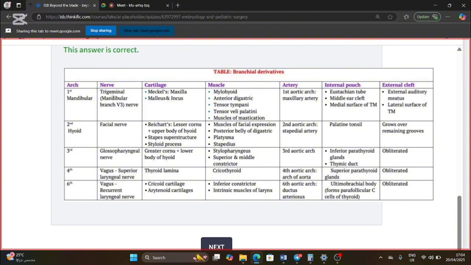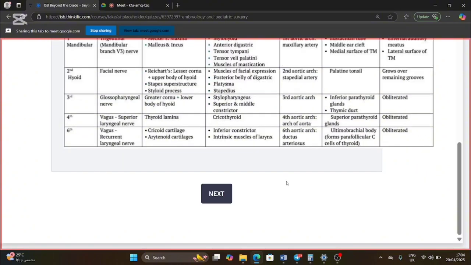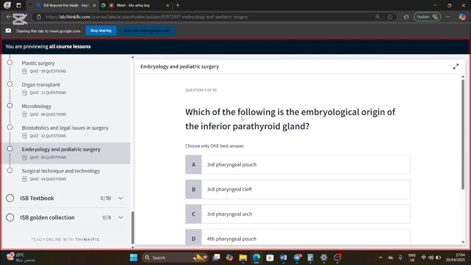The first gives rise to what, by the way? First cleft, right? Come again, the question. The first pharyngeal cleft gives rise to what? External auditory meatus. Yeah. So it's written over here, right? It's external auditory meatus and lateral surface of the tympanic membrane. Okay, let's move to the next question.